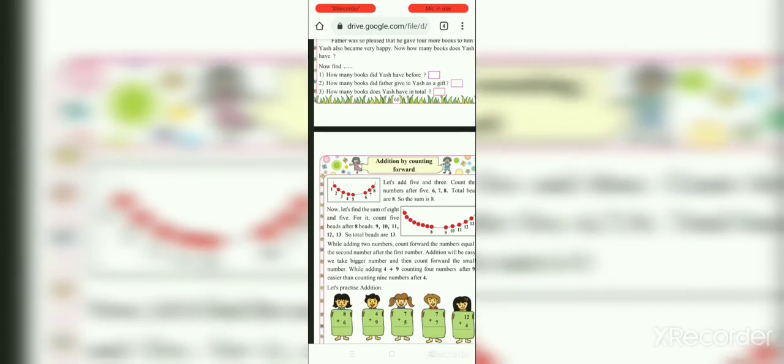So how many books did Yash have before? He had 7 books. How many books did his father give to Yash as a gift? 4. So now you have to write the total. You have to count and write the total. Okay. So now we'll go to the next lecture.